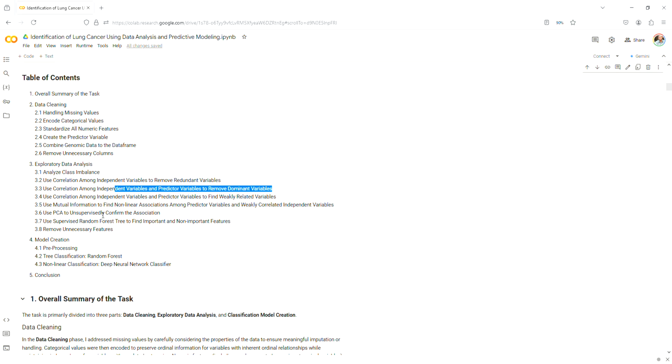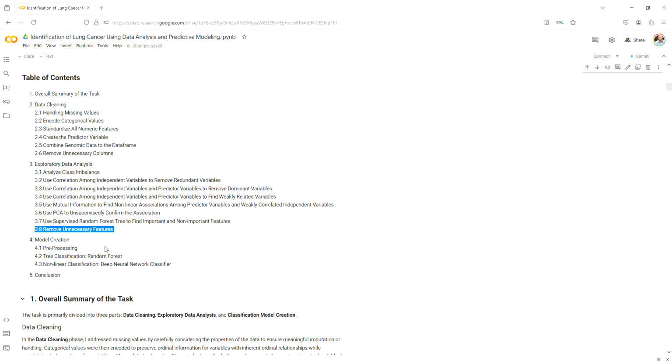Then I used correlation among the independent and predictor variables to see weakly correlated variables, and whether I can remove them. There I identified the weakly correlated ones, and then I took these variables and first looked at whether there is any nonlinear relationship using mutual information, and PCA, unsupervised, to see if they are contributing to the overall relation. I also used feature importance from random forest to see how important these features are for classification. Then I removed the unnecessary features.